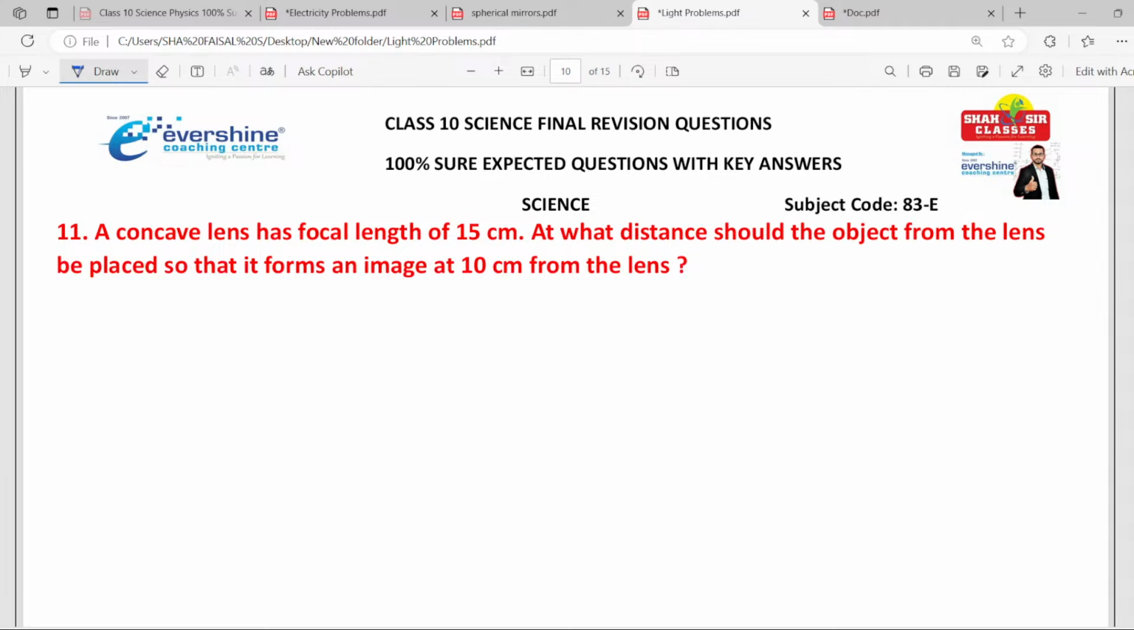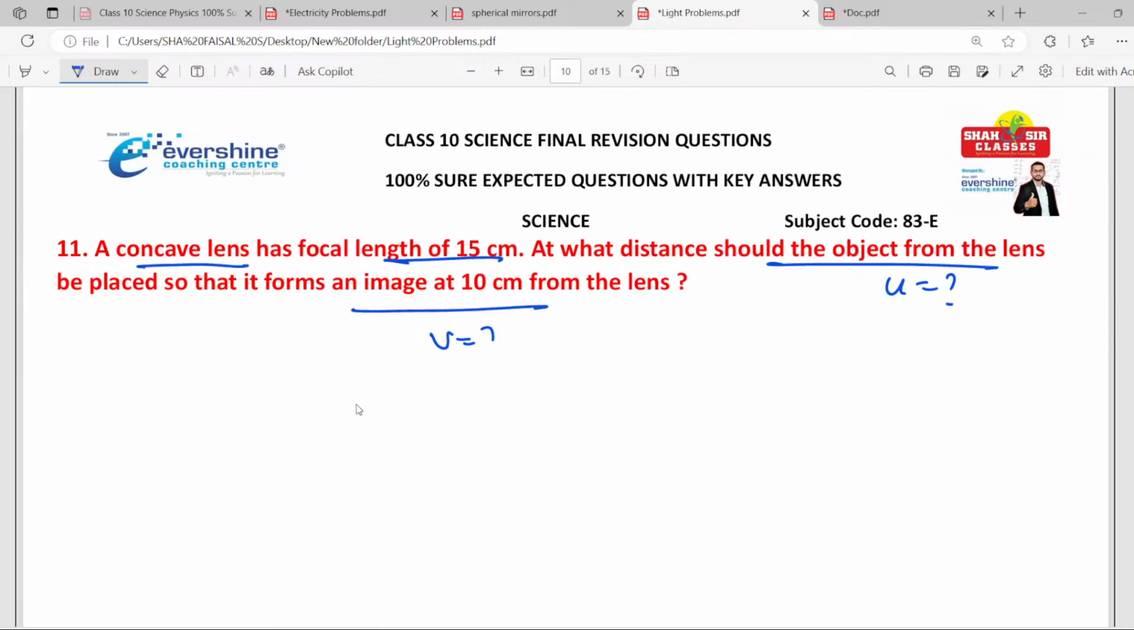A concave lens has a focal length of 15 centimeter. At what distance should the object from the lens be placed so that it forms an image at 10 centimeter from the lens? Yeah, same method. Concave lens, focal length 15. It means they are asking us to calculate the value of u, and they have given the image distance v.